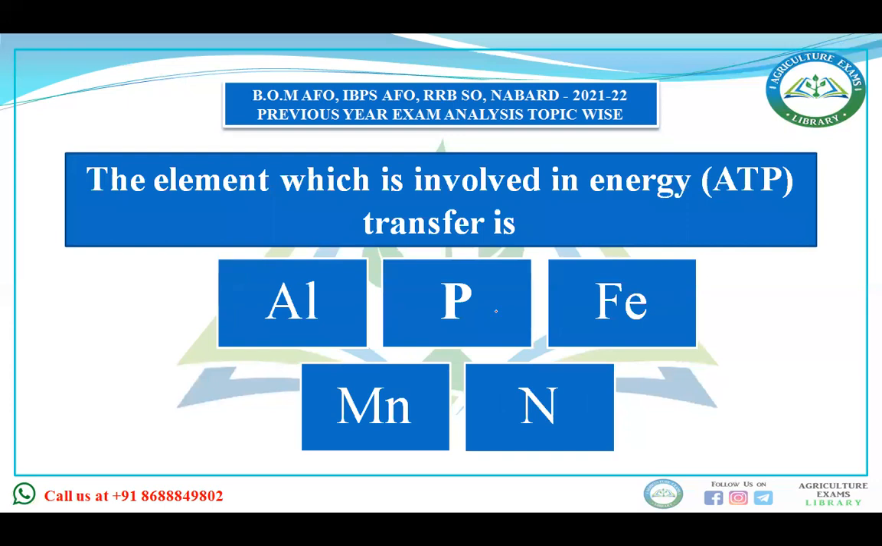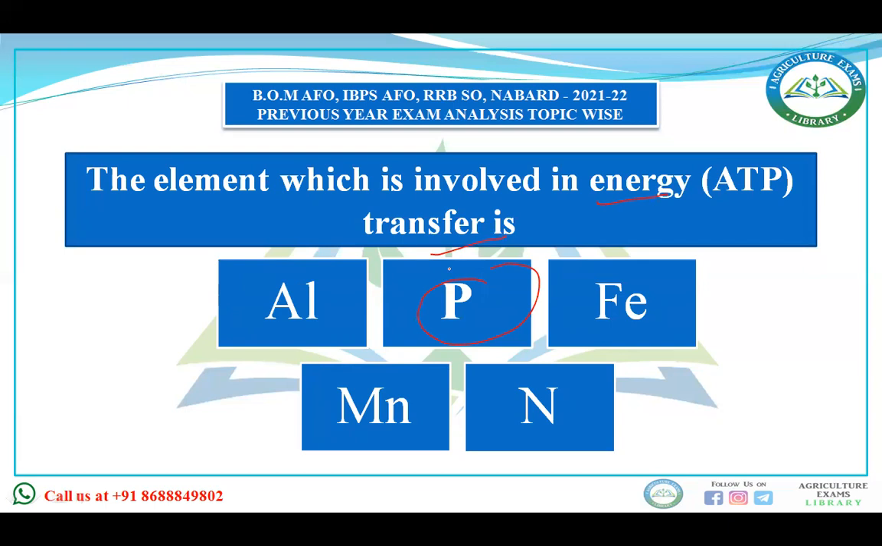The element which is involved in the energy transfer is: aluminum, phosphorus, iron, manganese, or nitrogen. If it is regarding the energy transfer, then it is phosphorus. Phosphorus also plays an important role in root growth, and it also promotes the establishment of younger plants. It is essential in photosynthesis and respiration also.